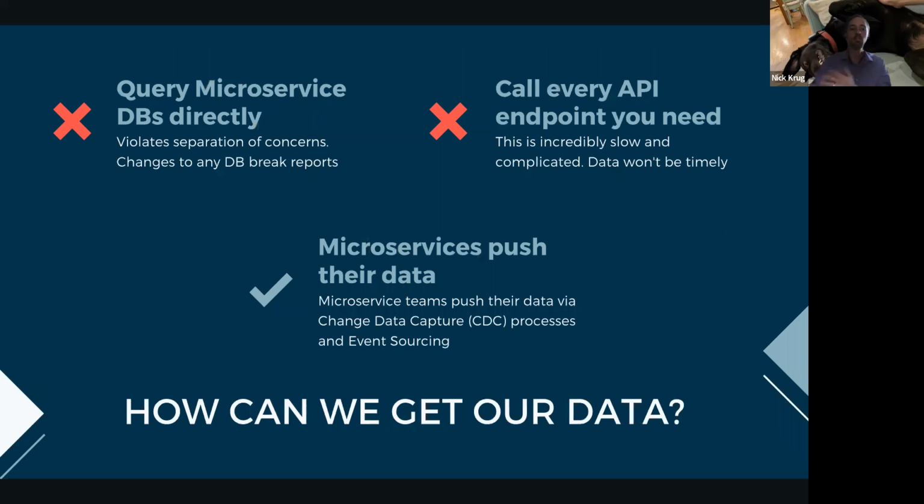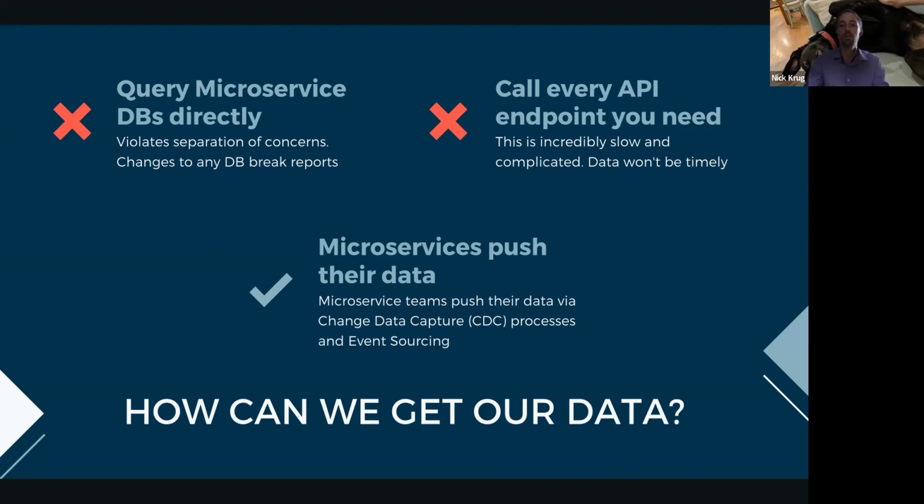We could query microservice databases directly. The problem is teams need to be free to make changes to their schema or even to embrace a completely different database technology or engine without breaking other people's workflows. But suddenly when they make these changes, our reports stop working. This violates the separation of concerns, which is the main reason we embraced microservice architecture in the first place. So that's not going to work.